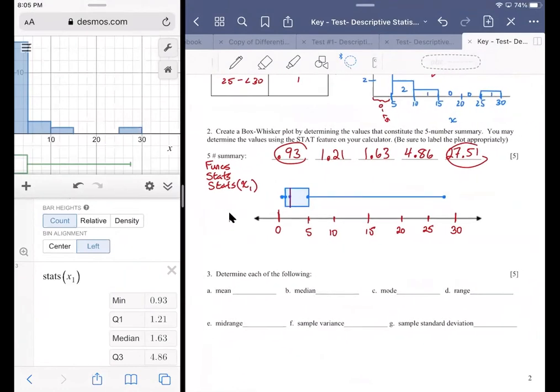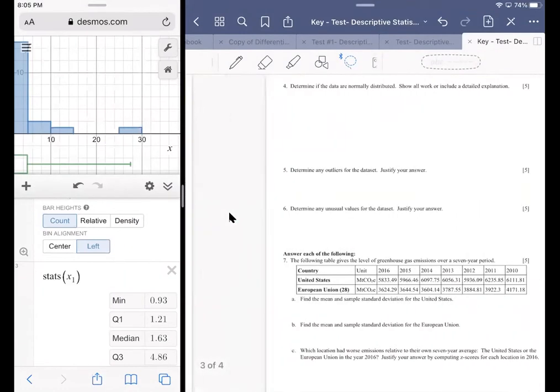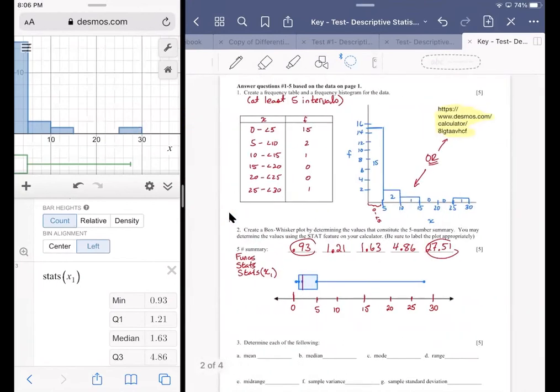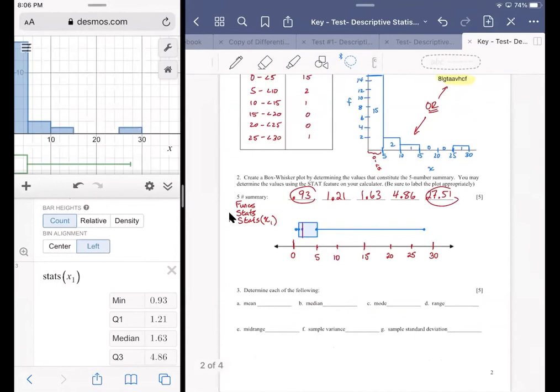For example, numbers 3, 4, 5, and 6 are all referring to the same data. So maybe you do them all on the same graph. I don't know, we'll see. Or on the same Desmos.